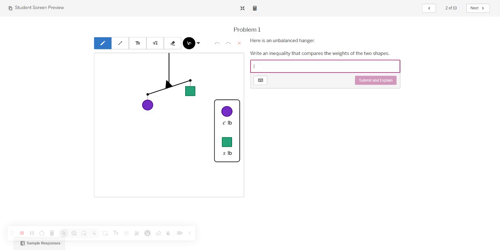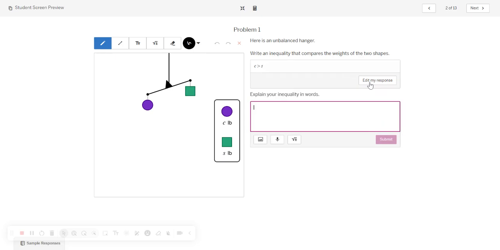Here, I've got that the circle is heavier than the square. Submit and explain. The circle is heavier than the square. Itty bitty font on the new computer, but that's okay.